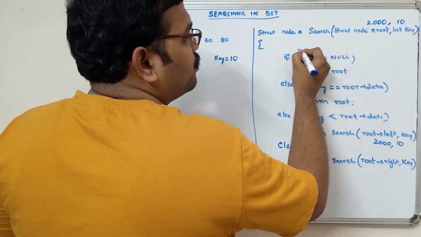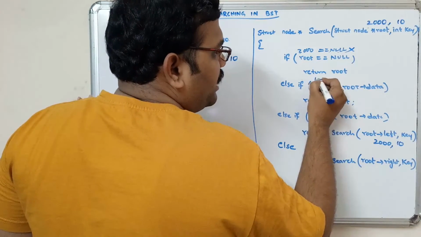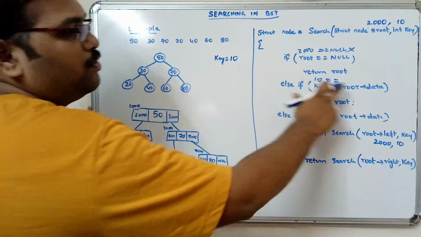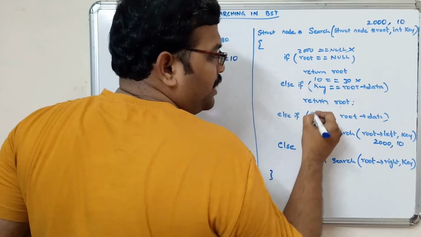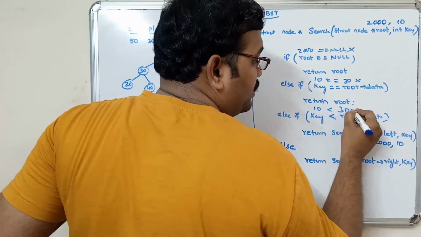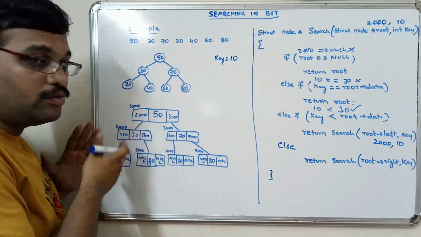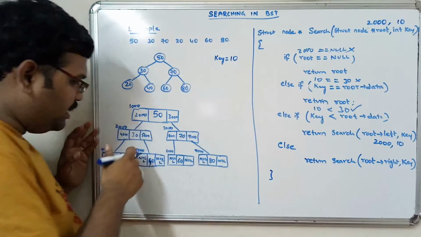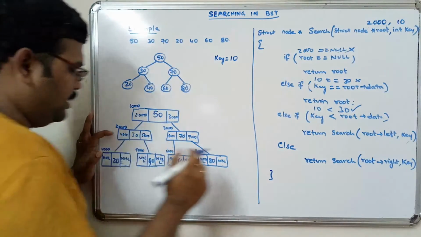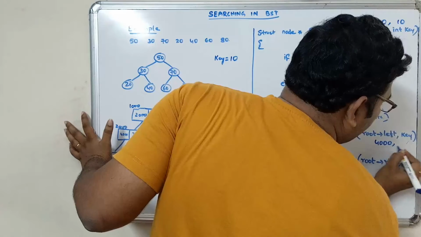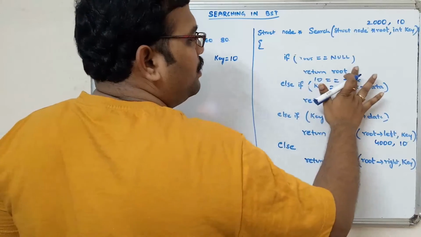So 2000 is equal to null, false. So 10 is equal to 2000 of data. What is the 2000 of data? 30. False. Next, 10 less than 30. True. So again the search space is reduced to left of root. So what is the left of root? Here root is 2000. 2000 of left is 4000. So 4000 comma 10. So in the next recursion the address is 4000 comma 10.